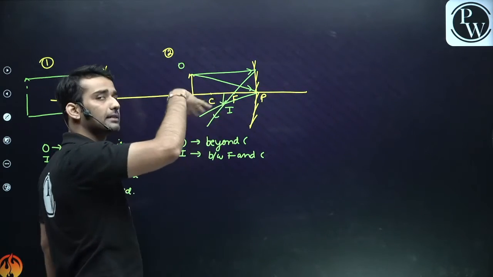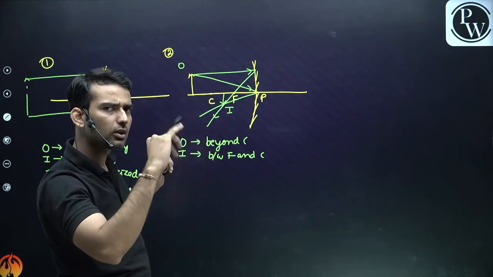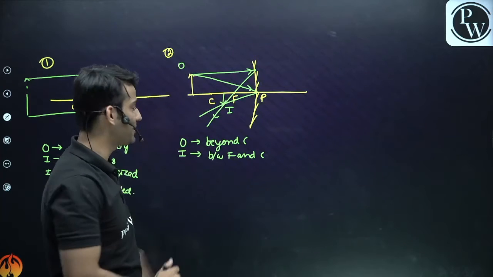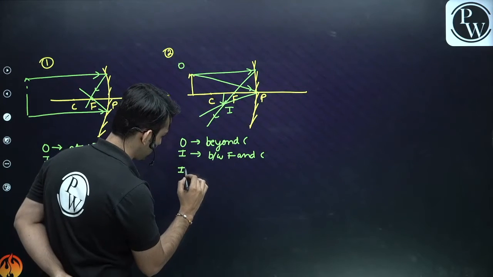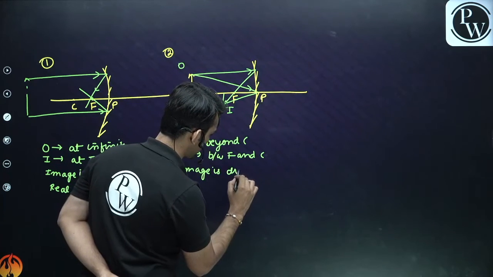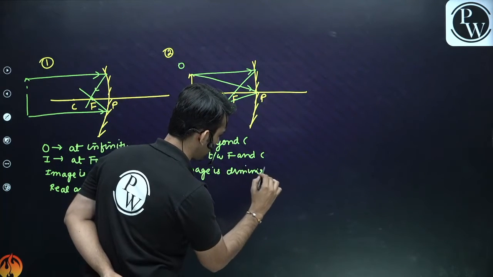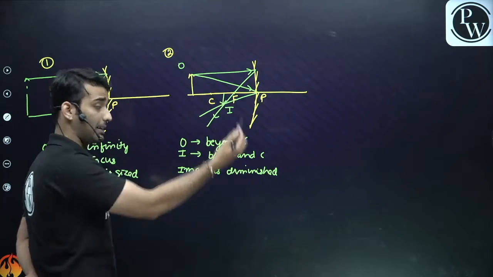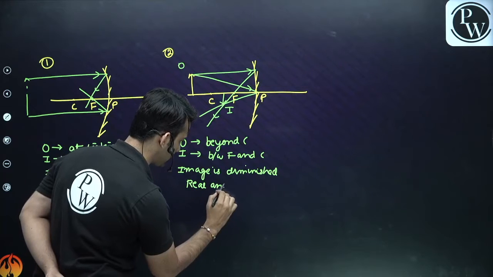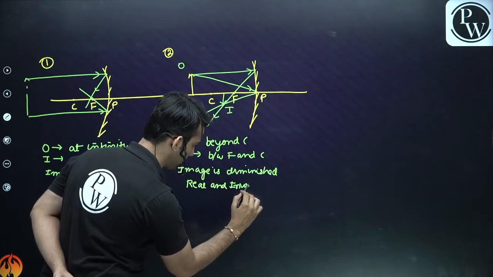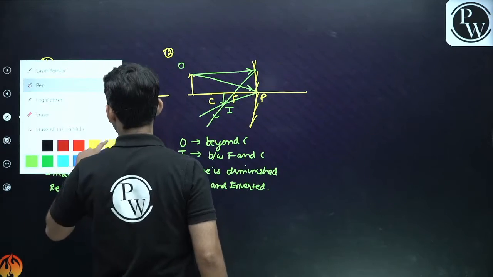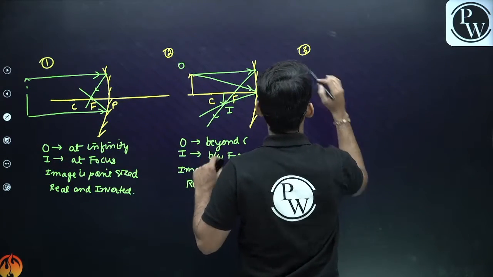Is the image enlarged, of the same size, or diminished? This is small. The object is bigger than the image. So guys, the image is diminished, right? Is it clear? And whether it is real, obviously it is real, because the rays are actually meeting. So it is real and inverted. Clear? Okay. Third case, guys, just draw it with me.